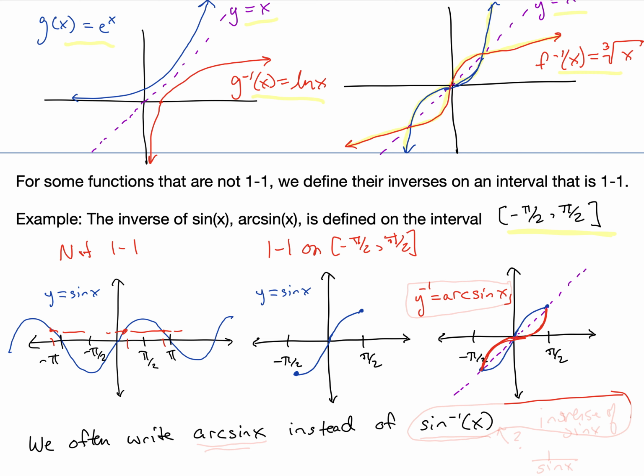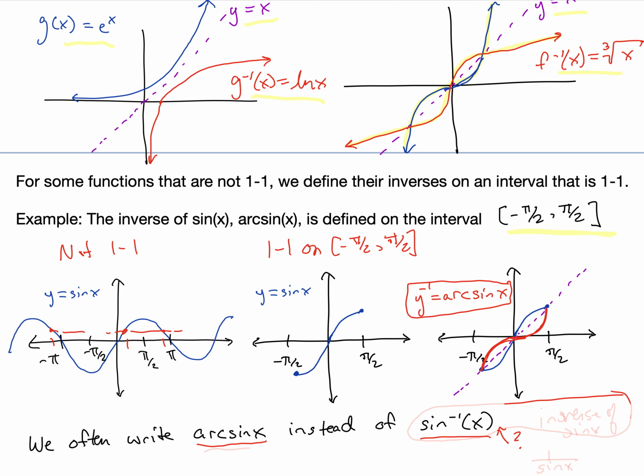And we define the inverse of sine on that interval. So here is y equals arcsine of x, or sine inverse of x. Some people or texts write the inverse of sine of x as arcsine of x. Others write it as sine to the negative 1 of x. Either is fine. Just note that there is a little bit of ambiguity here.